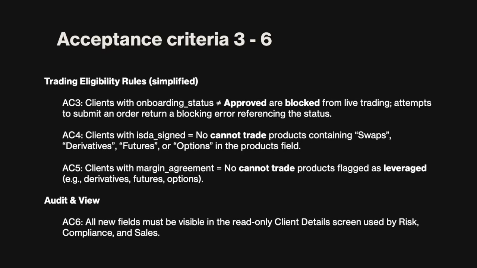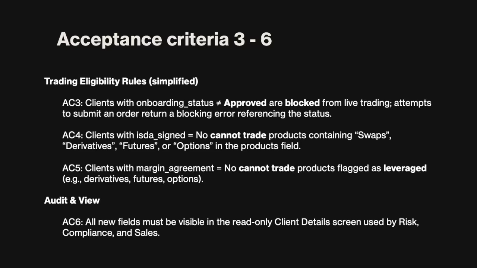AC3 to AC6, enforcement and visibility. Then we prove the controls. AC3, onboarding status is the primary gate. Only approved can trade. AC4 and 5, derivatives and leverage products require ISDA and margin respectively. Cash products don't. AC6, risk, compliance and sales get a read-only details page showing exactly why a client can or cannot trade. I'll walk through the acceptance tests and show how AI helps generate realistic scenarios that exercise every branch of the logic.